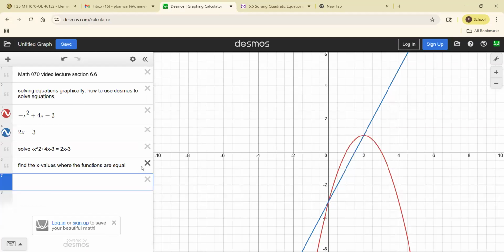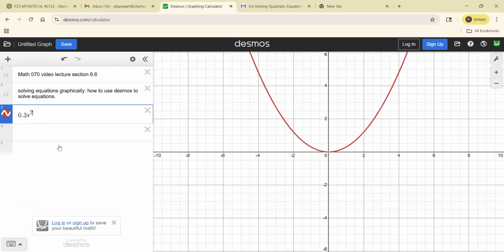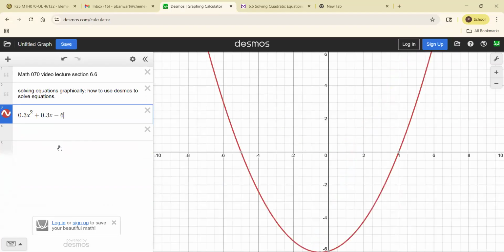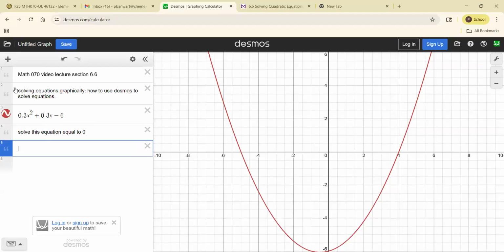All right, let's solve another equation from your homework. Let's solve 0.3x squared plus 0.3x minus 6, and I just want to solve this equation equal to 0. So I want to find the x values that make the function equal to 0, and we have a word for that. I want to find the x-intercepts.